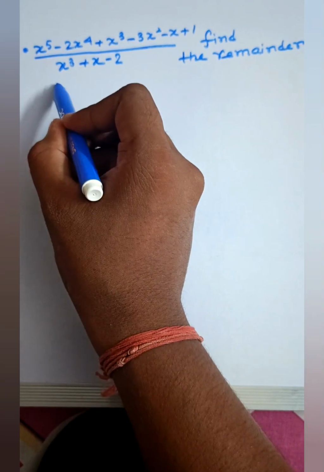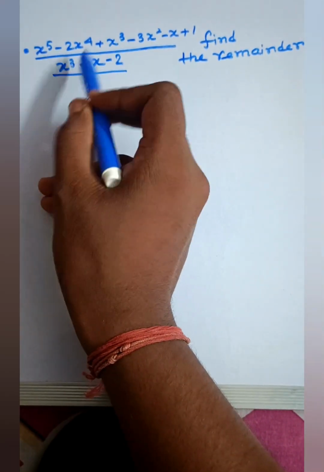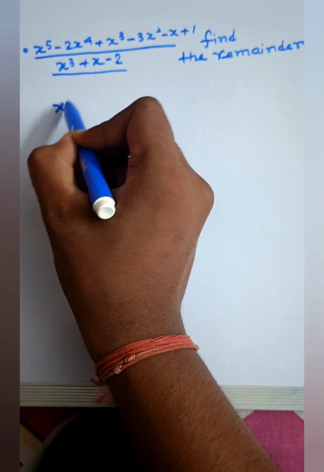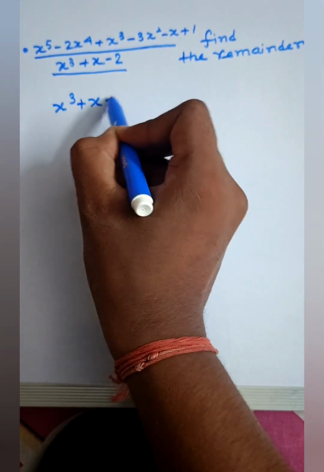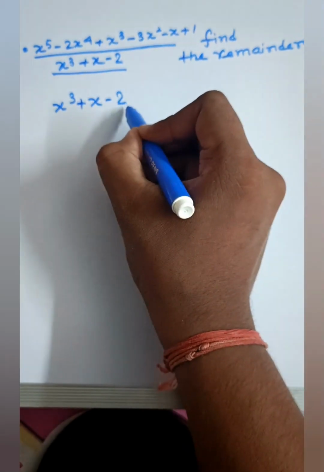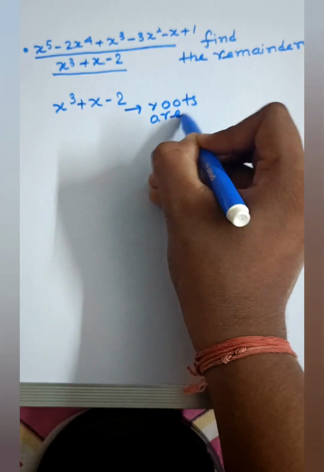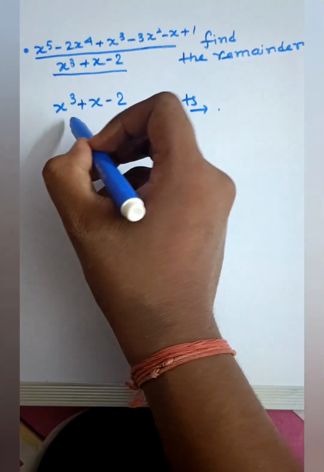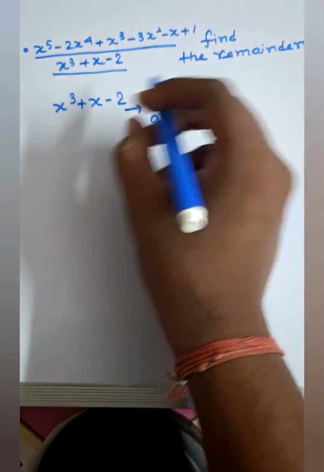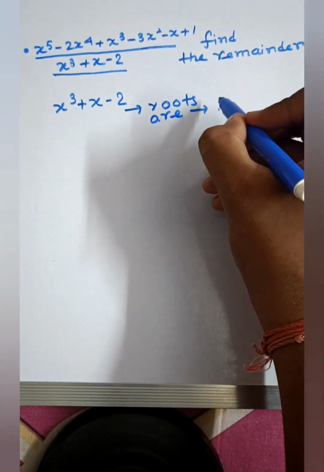So at first we find the roots of the denominator, x cube plus x minus 2. It is very simple. We can use the hit and trial method, so we can write only the roots, because it is very simple. You can do it first, then we can show the solution.